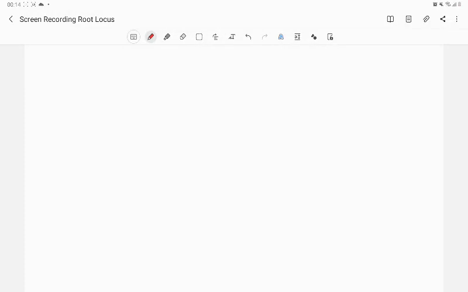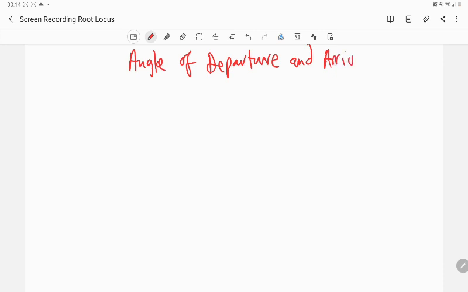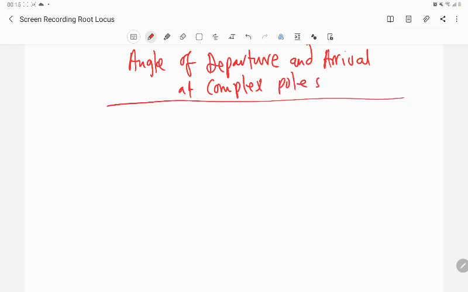So next, we are going to look at the angle of departure and arrival at complex poles. Okay, so this is the third step in the refining of the root locus.